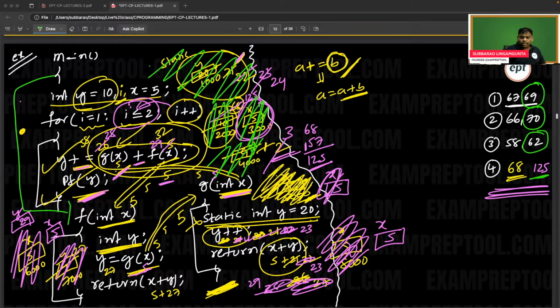28 plus 29, which is going to be 57. 57 plus 68, which is going to be 125. Is it okay?